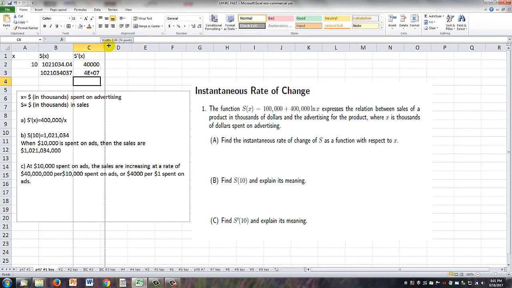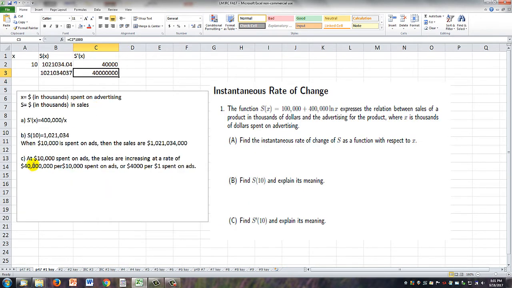And it's a very large number. There it is. And so the way you interpret an instantaneous rate of change, again, at $10,000 spent on ads, the sales are increasing at a rate of this value here, $40 million per 10,000 spent on ads. And that actually should be 1,000 spent on ads.